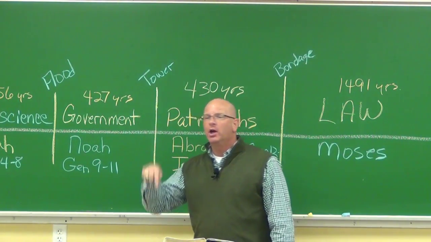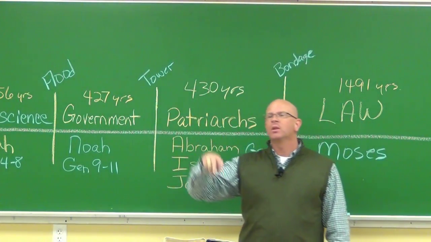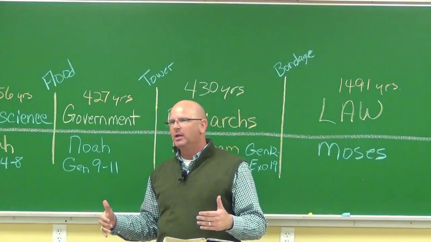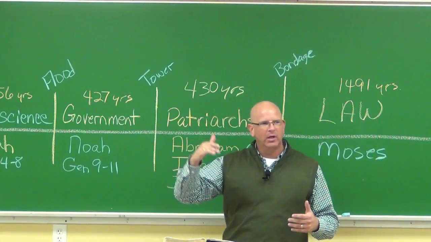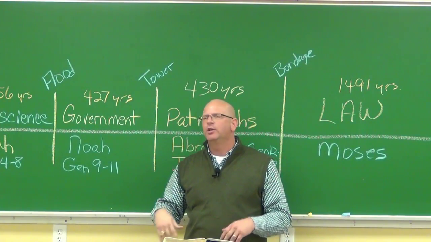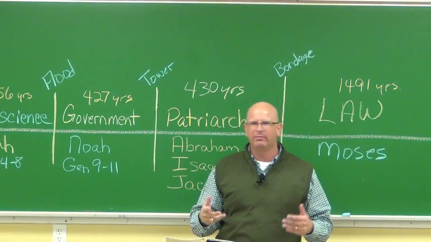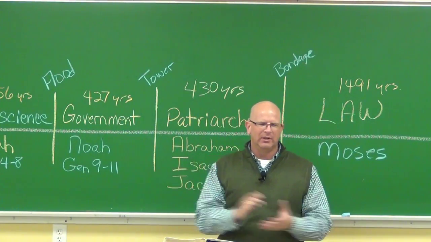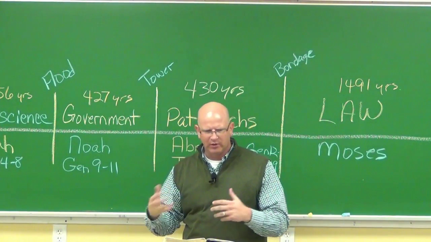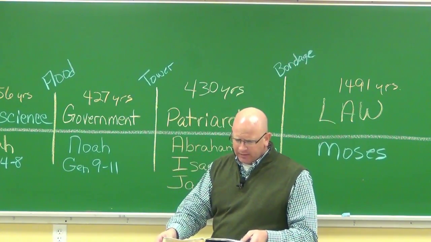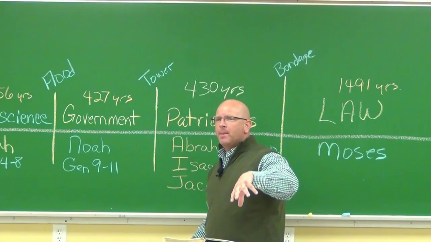A pair of unclean. Seven pairs of clean animals. So not only did you have a pair of unclean, you had seven pairs of clean animals. Now, the book of Leviticus tells you all of that, what's considered a clean animal and an unclean animal. That's what got on the ark.